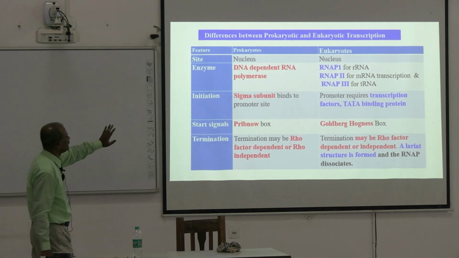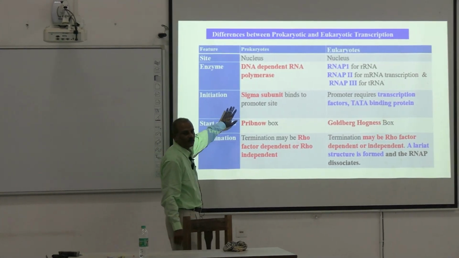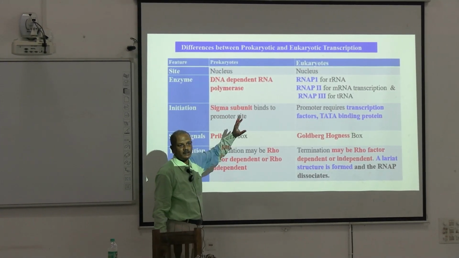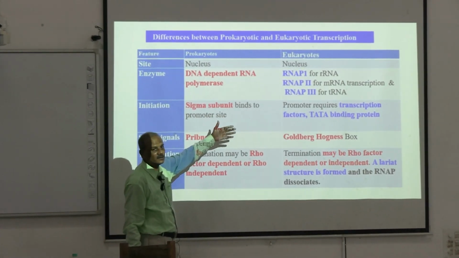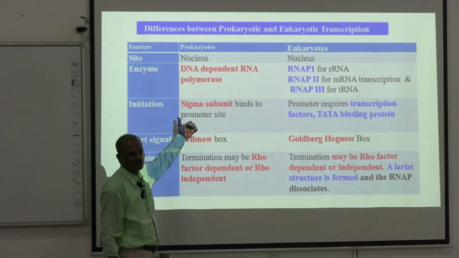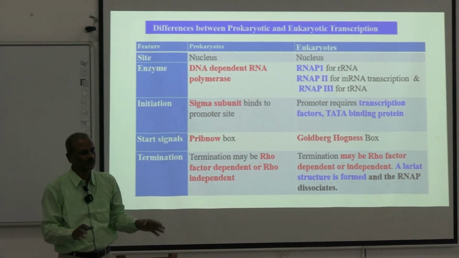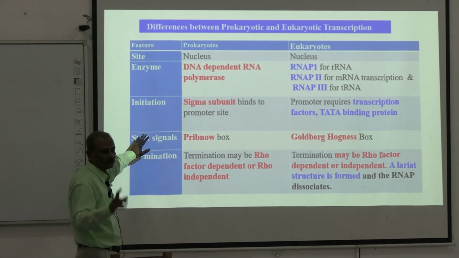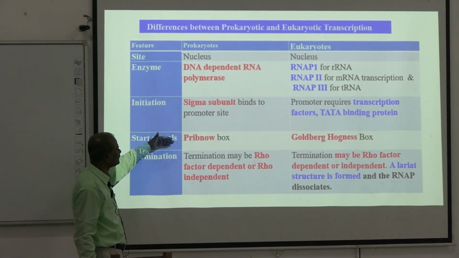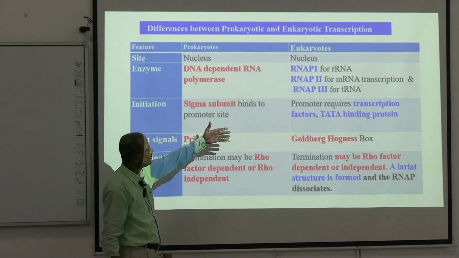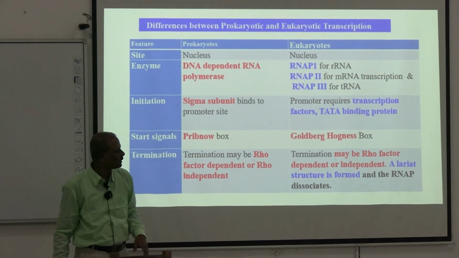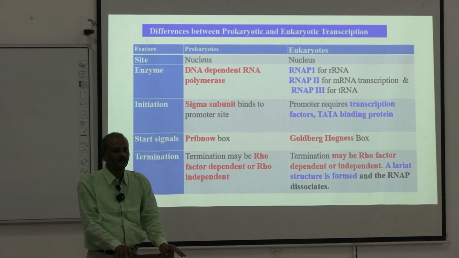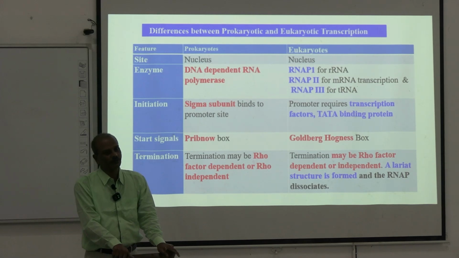Now here I told you that the sigma subunit is there in the prokaryotes, but here it is not so. In the transcription factors, they replace the sigma factor. So TATA binding protein is a universal transcription factor. The start signal there was a TATA box basically. It is called the Pribnow box here, and the same TATA box is called the Goldberg-Hogness box in eukaryotes.